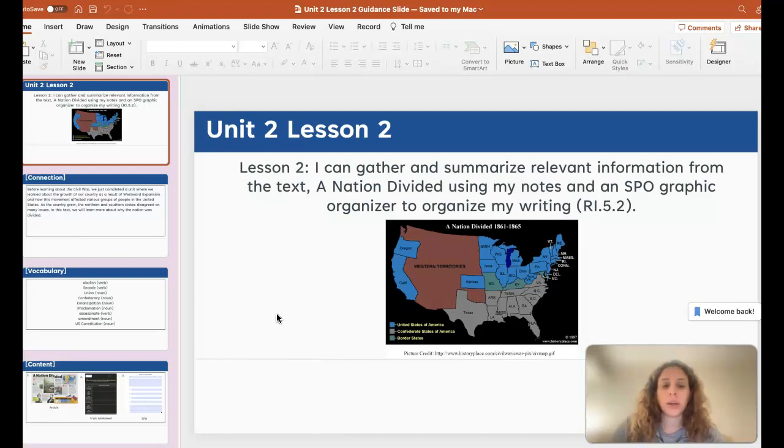In this lesson, our learning target is I can gather and summarize relevant information from the text, A Nation Divided, using my notes and an SPO graphic organizer to organize my writing. The standard that we will be covering today is RI 0.5.2, and I'll go over what that means in a few more slides.